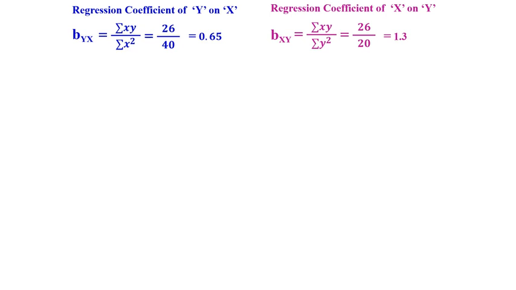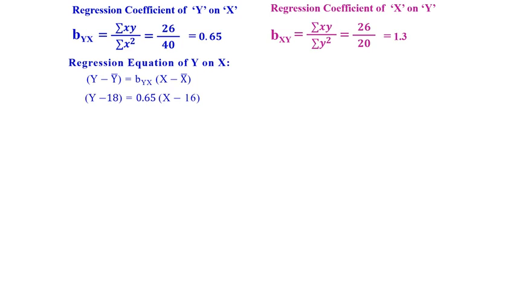Let us now construct the regression equation of y on x. It is given as y minus y bar equals byx into x minus x bar. Substitute the known values. Y minus 18 equals 0.65 into x minus 16. Y bar is 18, byx computed above is 0.65 and x bar is 16. So simplifying this, y minus 18 equals 0.65x minus 0.65 into 16, which is 10.4.